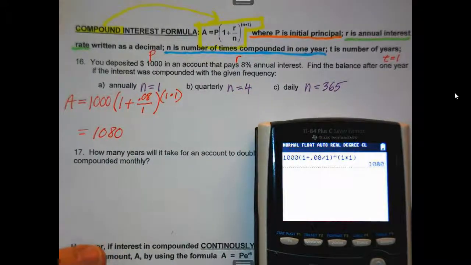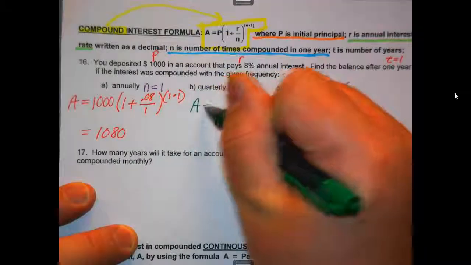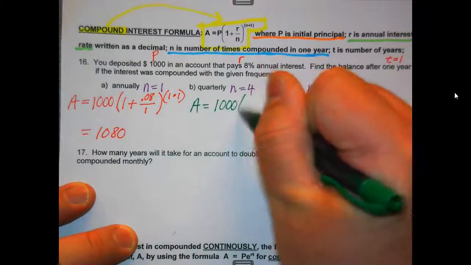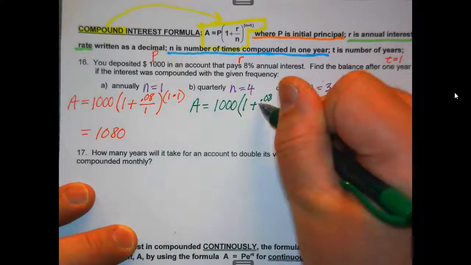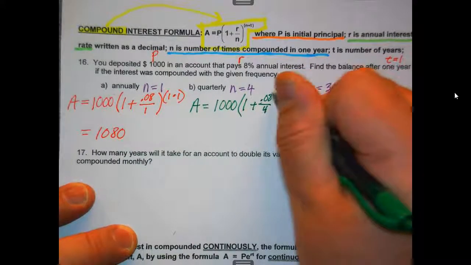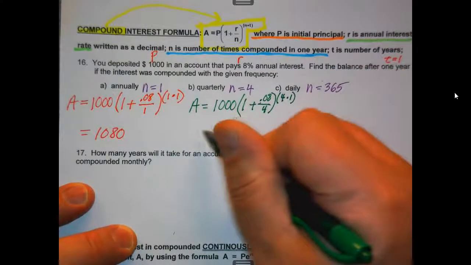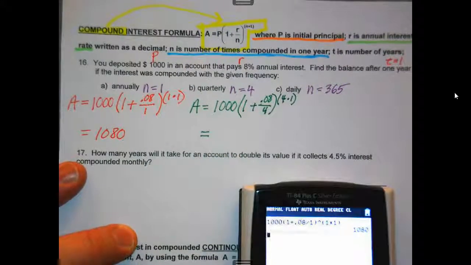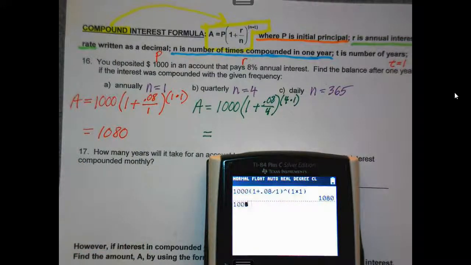B. A equals 1,000 times 1 plus 0.08 divided by my n, which is 4, raised to the n, which is 4, times t, which is 1. Plug that in your calculators and compute it. Let's see, 1,000 times 1 plus 0.08 divided by 4, raised to the 4 times 1.